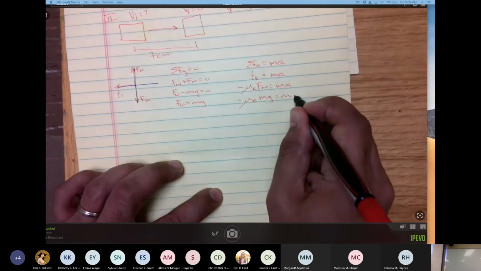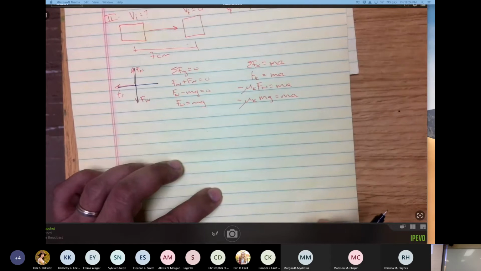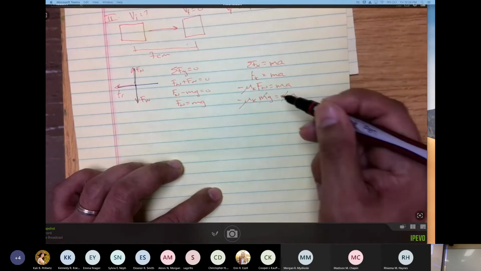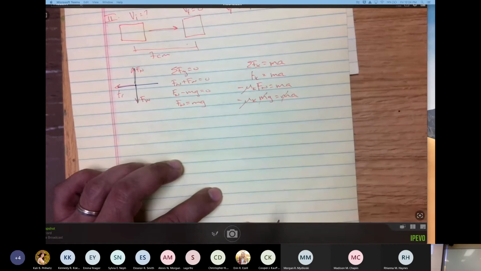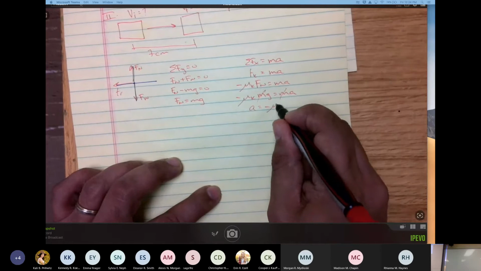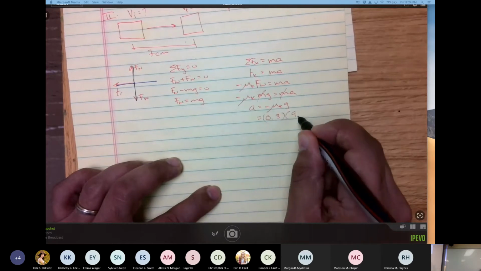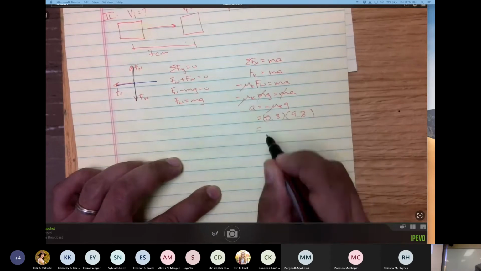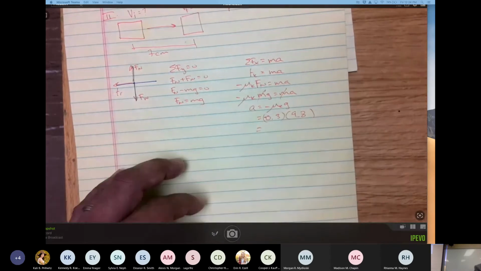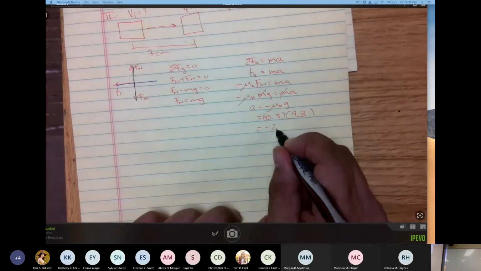I notice that it really doesn't matter how big or small the mass is. The only thing that we care about is the friction coefficient and gravity. So the acceleration is going to be negative mu k times gravity, which is negative 0.3 times 9.8, and that will be negative 2.94 meters per second squared.